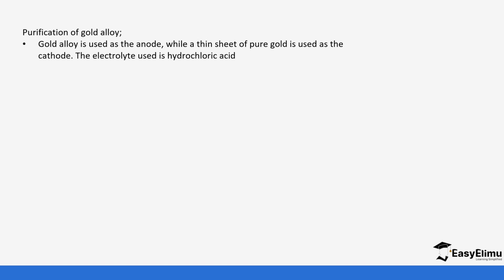We'll start with the purification of gold. The gold alloy is used as the anode. An alloy is a mixture of other metals, so it's not pure gold, while a thin sheet of pure gold is used as the cathode, and the electrolyte used is hydrochloric acid. So let's show that using a diagram.